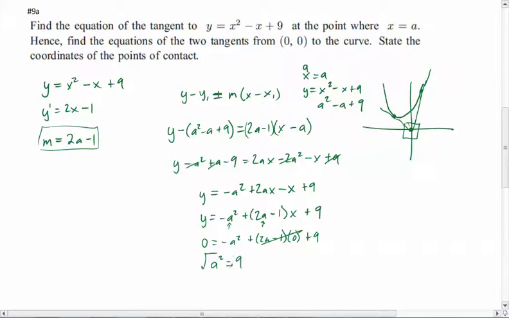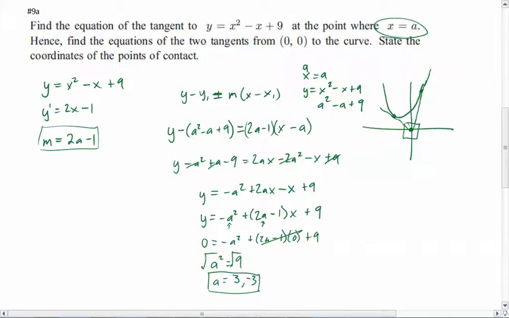We'll square root both sides, so that means a equals positive 3 or negative 3, right? Plus or minus 3, because I took the square root of the variable. So that's what a is. Remember, a is x, and so now I'm going to take that and plug it back into the equation. So actually it wants me to find the equations of the two tangents.